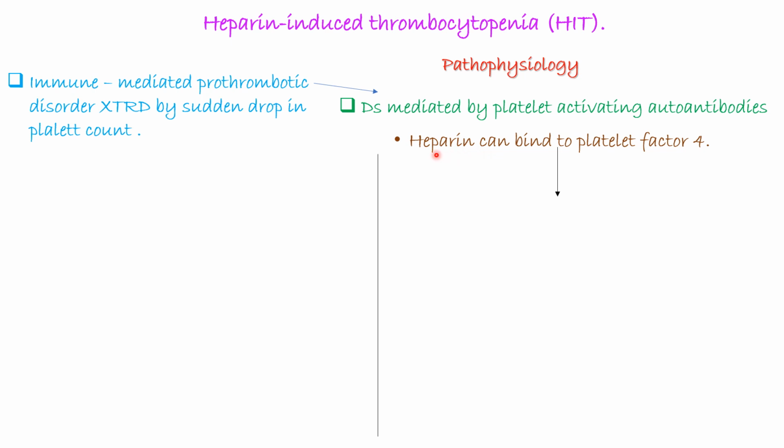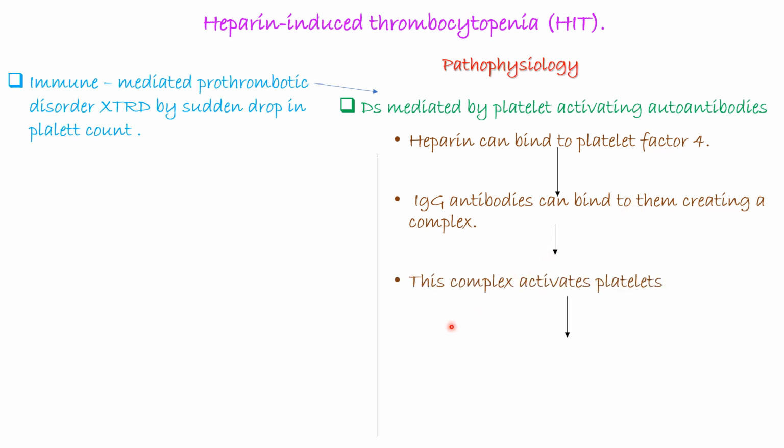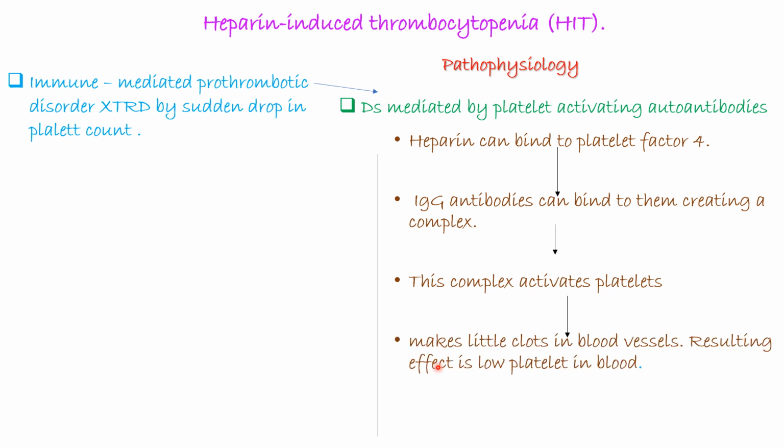So the pathophysiology: when heparin is administered, because the disease is heparin-induced thrombocytopenia, it binds to platelet factor 4. After binding to platelet factor 4, it forms a complex. Our own antibodies, that is IgG antibodies, then bind to this heparin and platelet factor 4 complex. Then this complex of IgG, heparin and platelet factor 4 activates more platelets. This makes little clots in blood vessels, resulting in low platelets in our bodies. So I hope you have understood the pathophysiology.